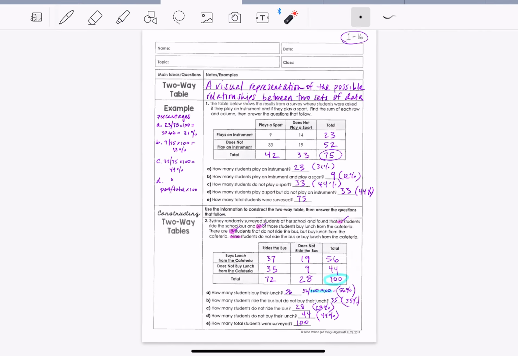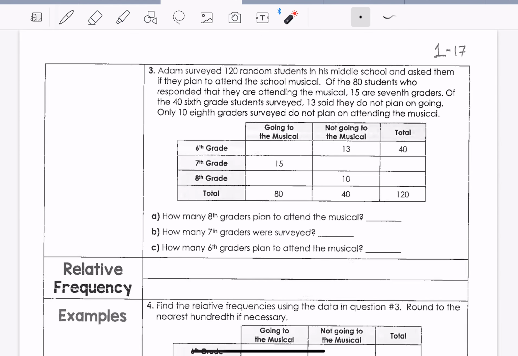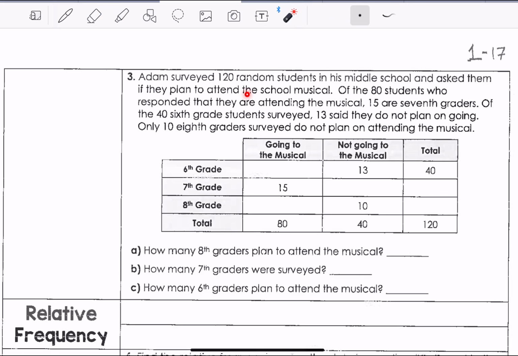So now we are going to go to the next page, and we've got a third table to do. And this question's got a lot going on. Adam surveyed 120 random students at his middle school. So 120 students were surveyed and asked if they plan to attend the school musical. Of the 80 students who responded that they are attending the musical, so going to the musical, 80, it says 15 are 7th graders, so 15 goes in that spot.